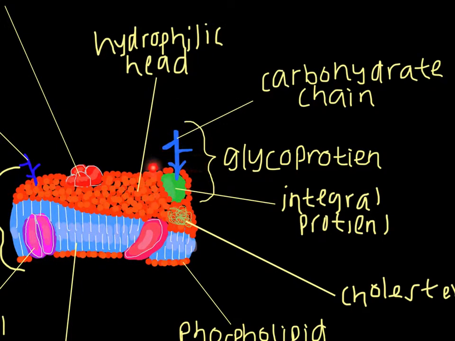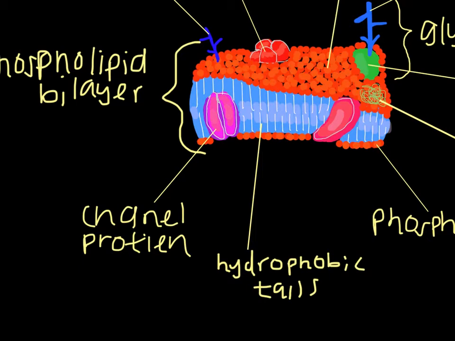Integral proteins transport molecules and ions through the membrane or act as receptors for different hormones or neural signals. Channel proteins allow a substance to simply move across the membrane.